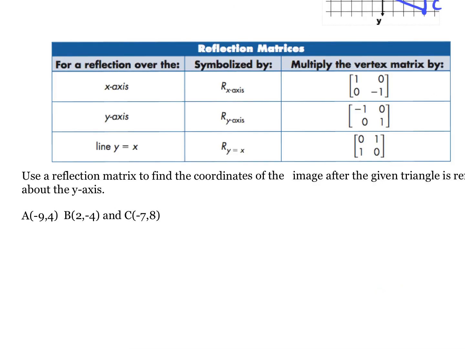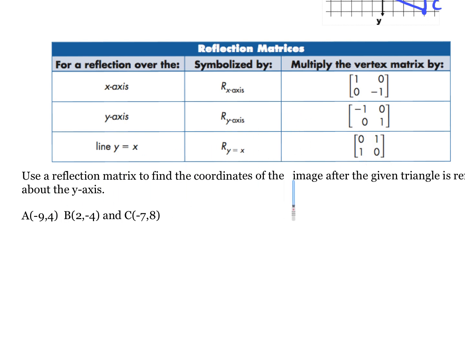Here's what I want you to know. It says these are some reflection rules. Guess what I'm never going to make you do? Memorize them. Yay, right? I just saw Annabelle give me a big smile. So thanks, Annabelle. I'm never going to make you memorize them. What we have to be able to do is apply them. I'm always going to give them to you.